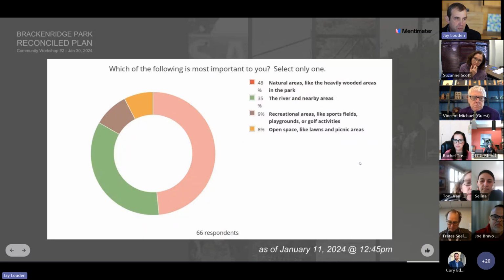Which of the following is most important to you? And you only got to choose one. And Corey, I think this one is actually, no, I guess 48% is natural areas like the heavily wooded areas in the park. 35% was the river and nearby areas. And then with small responses was recreational areas and open space. So of the 66 respondents, the overwhelming majority preferred natural areas and the river.